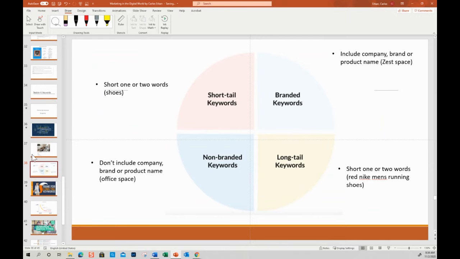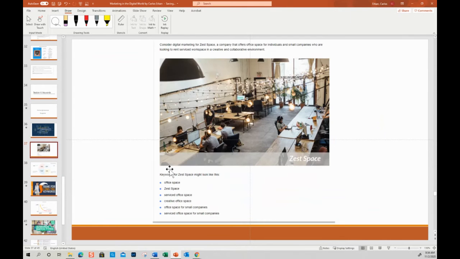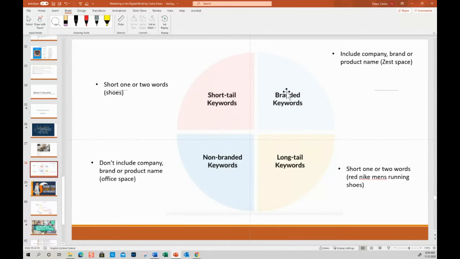So Space, because you have here some keywords like Space. So that's a branded keyword. A short tail keyword is something like shoes. So in this case, it would be like office.